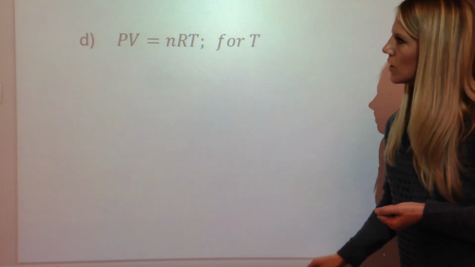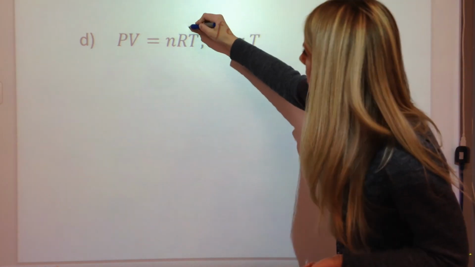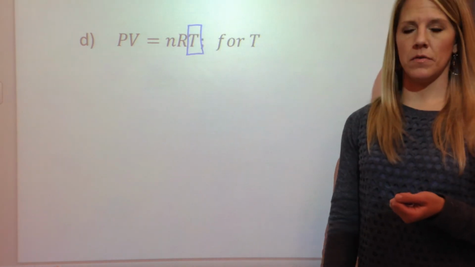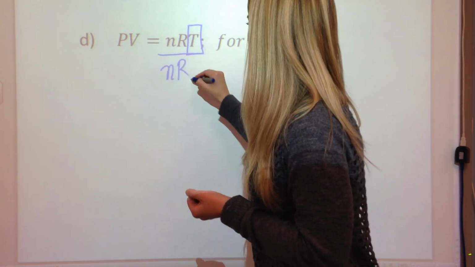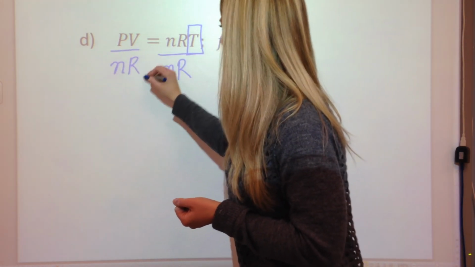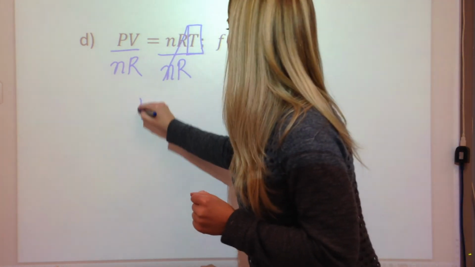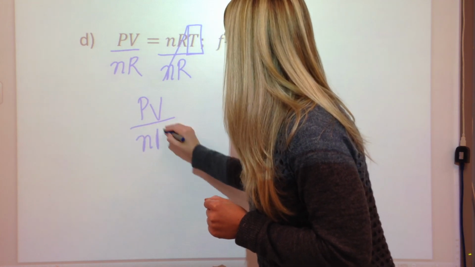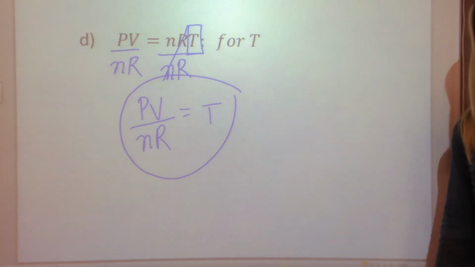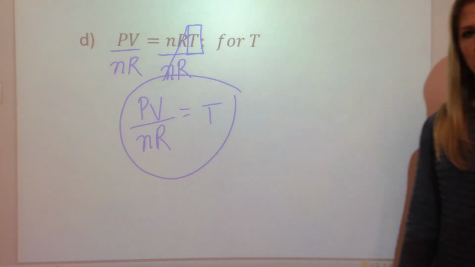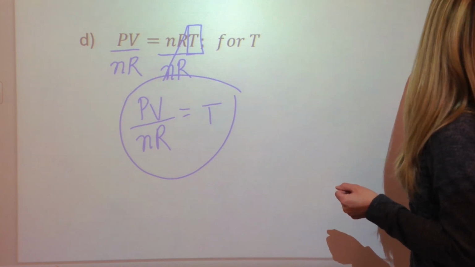Last one. PV equals nRT, or n times r times t, and we want to solve for t. We want to get t all by itself. So it's all multiplication, so what do I do? I can just go ahead and divide by nr in one step. nr divided by nr is 1. Anything divided by itself is always 1. So PV over nr equals t. That is my equation for t. And we'll work with this with area formulas, circumference formulas. You'll be seeing that a lot.